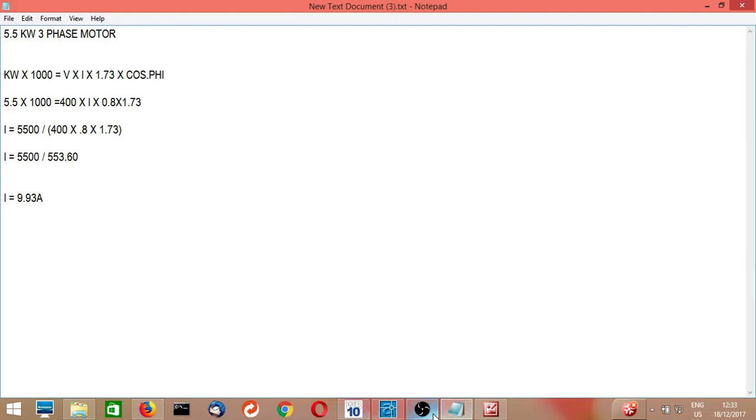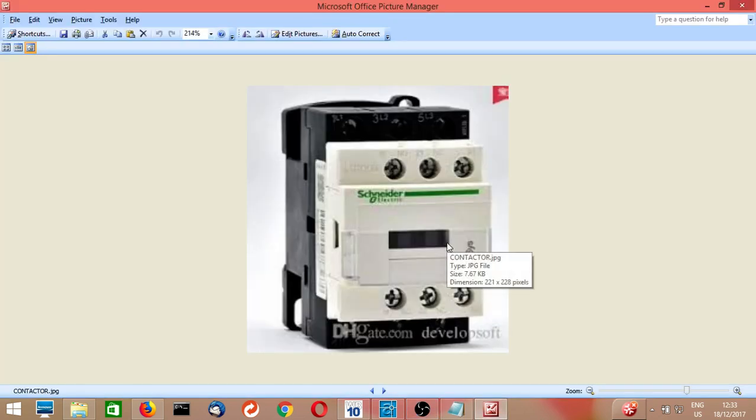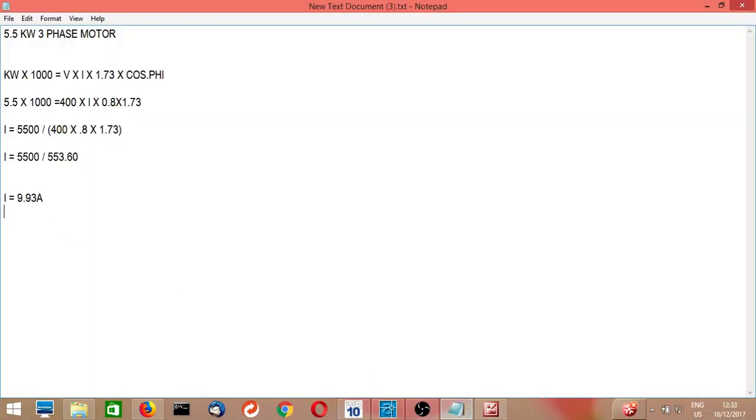Actually, this contactor begins with 9 ampere, 12 ampere, 18 ampere, 25 ampere, 32 ampere, 40 ampere, 50 ampere, 63 ampere, like that it goes according to the ampere rating. The part number also changes. So in our case it is 9.93 ampere. This ampere rating is higher than 9 ampere, so we will consider a 12 ampere contactor. For this 5.5 kilowatt motor DOL starter, you have to consider a contactor equal to 12 ampere.